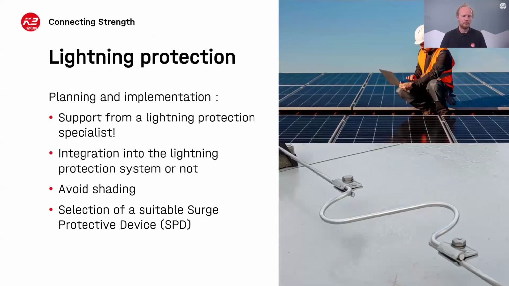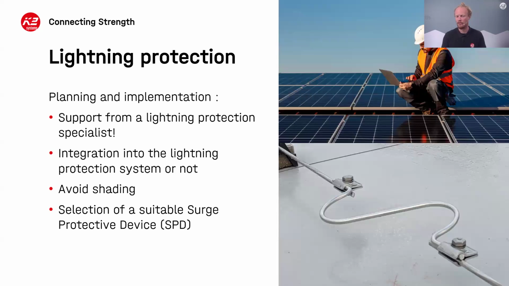So if you are planning on doing a PV system, and there is lightning protection on the roof, we really implore you to contact a lightning protection specialist, right? Because they are the experts in this field, and they're the ones who will be able to provide you with a project-specific plan.